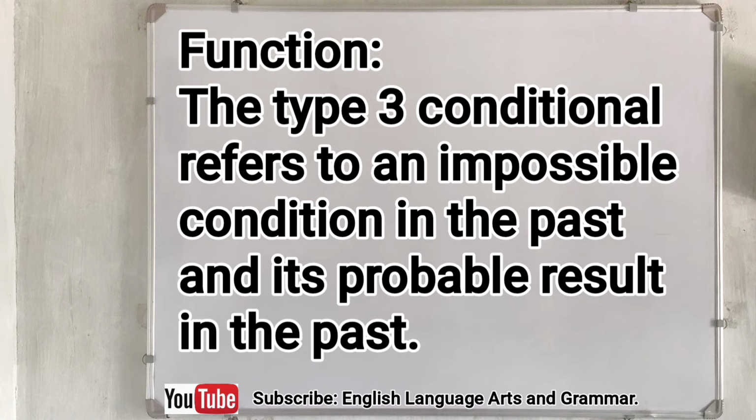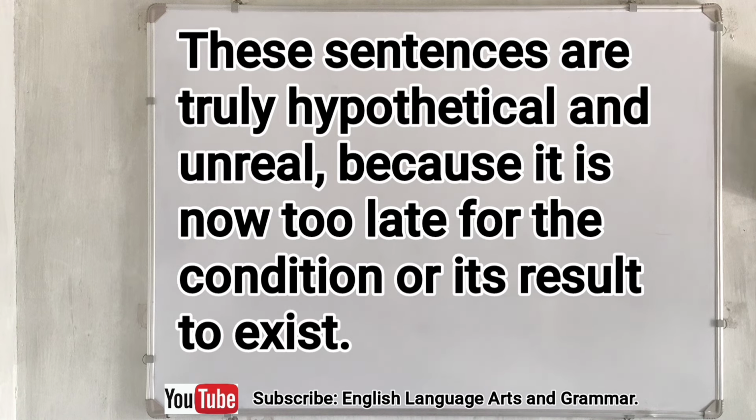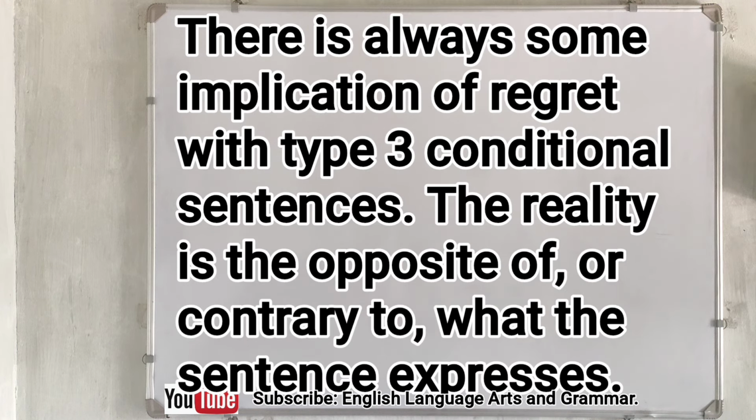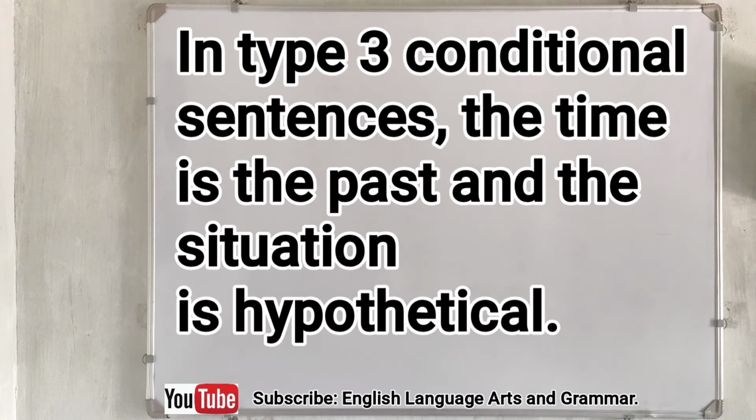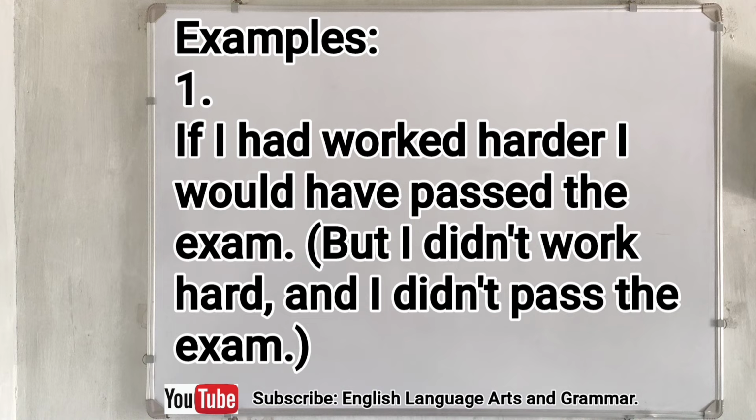Function. The Type 3 conditional refers to an impossible condition in the past and its probable result in the past. These sentences are truly hypothetical and unreal because it is now too late for the condition or its result to exist. There is always some implication of regret with Type 3 conditional sentences. The reality is the opposite of or contrary to what the sentence expresses. In Type 3 conditional sentences, the time is the past and the situation is hypothetical. Let us see some examples.